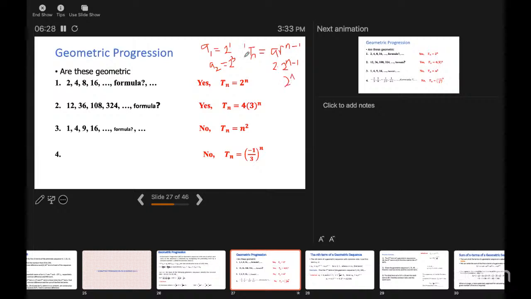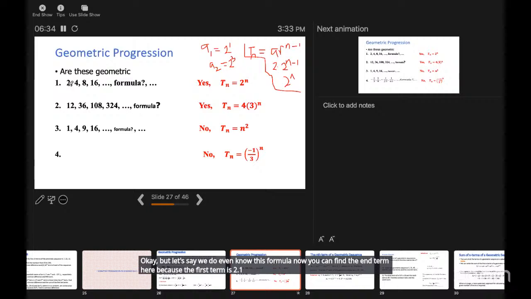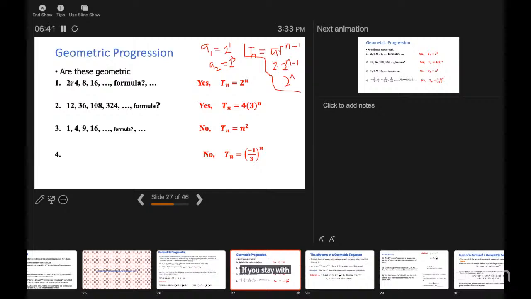Okay. But let's say we don't even know this formula now. You can find the nth term here because the first term is 2 raised to power 1. Second term is 2 raised to power 2. Third term is 2 raised to power 3. Fourth term is 2 raised to power 4. Fifth term is 2 raised to power 5. Then the nth term is going to be 2 raised to power n.